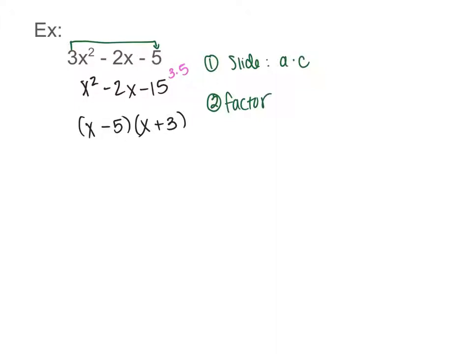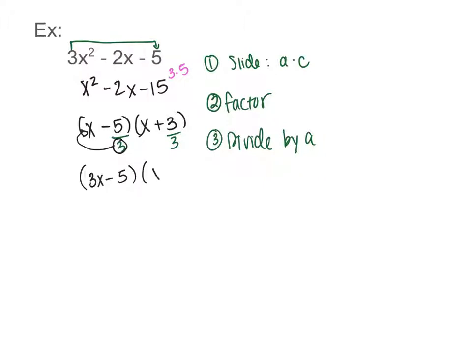But step 3, we do need to divide by the a value that we started with. So if I divide by 3, the first one doesn't divide nicely, so I'm going to stick it in the front. So this becomes 3x, and the 5 just comes down. This one does divide nicely, so 3 divided by 3 gives you 1. And so here are our factors. And that's it for today's slide.